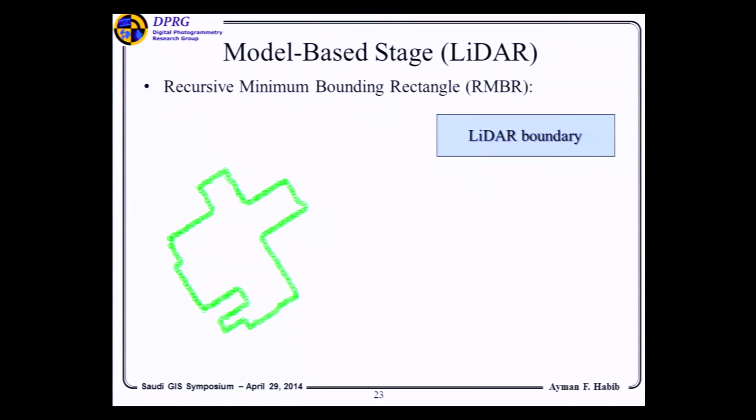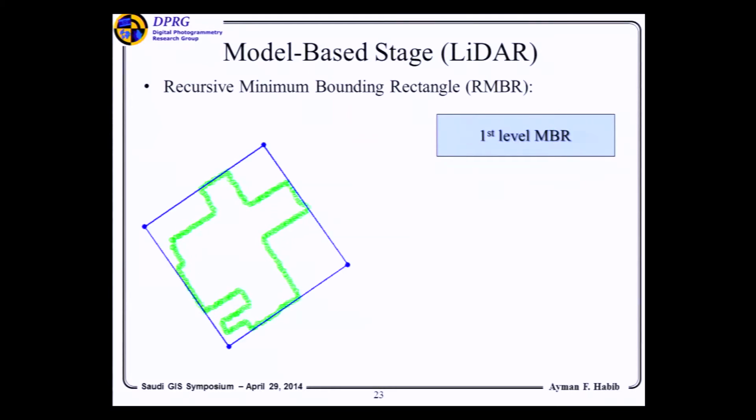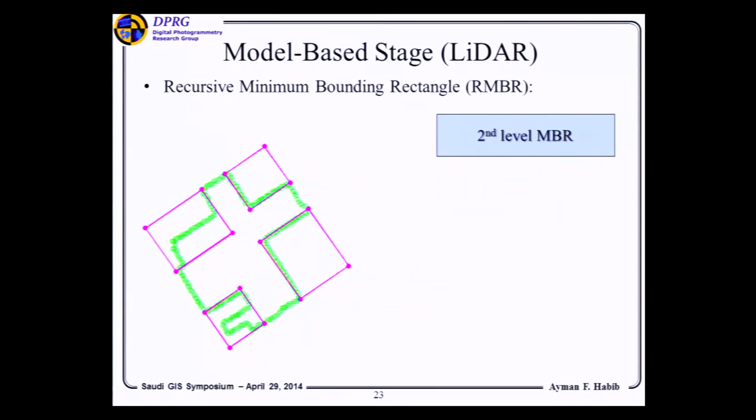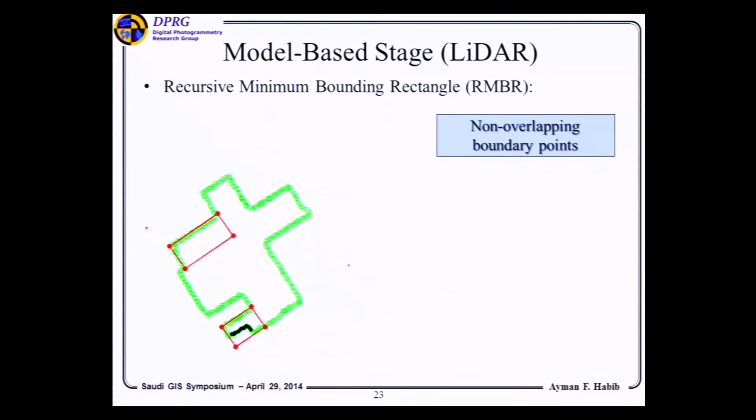What we developed is what we call the recursive minimum bounding rectangle, and the idea is quite simple. First we start by finding the minimum bounding rectangle for this area, and that gives us a rectangle. Then we track the boundaries and see which points from the LiDAR boundaries are not overlapping with the MBR, the minimum bounding rectangle. For each one of these chains, we project these points into the MBR, and then we have another level of MBR using the points and their projections. We keep repeating this process until we inspect all the points along the LiDAR boundary.